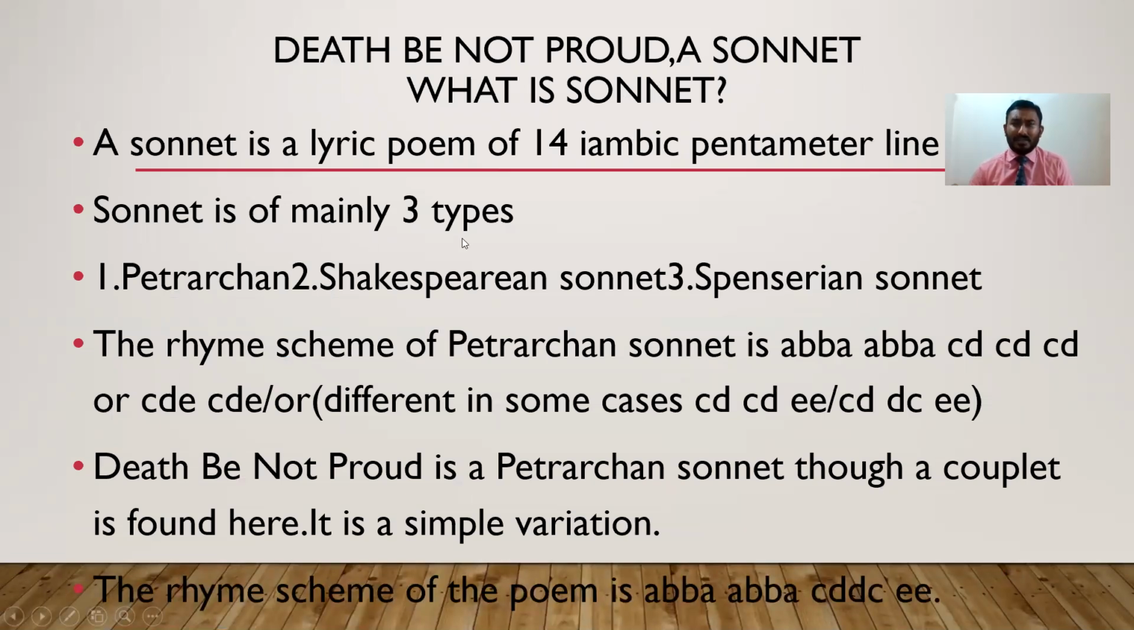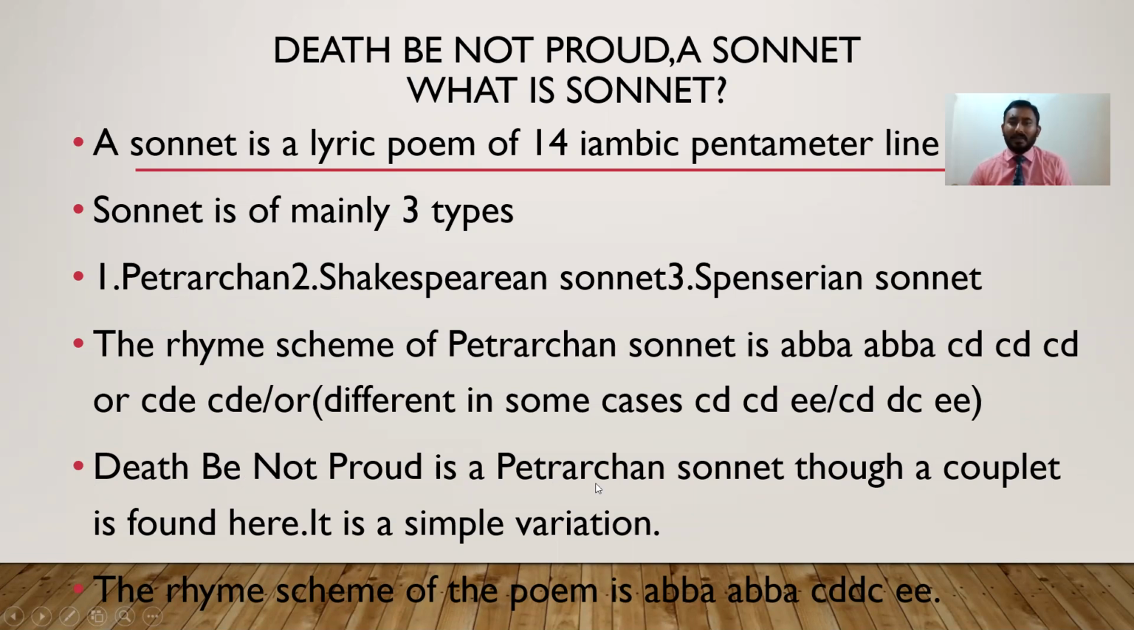Sonnet is of mainly three types: Petrarchan sonnet, Shakespearean sonnet, Spenserian sonnet. The rhyme scheme of Petrarchan sonnet is A B B A, A B B A, C D C D C D, or C D E C D E. Or different in some cases, you find C D C D E or C D D C E.